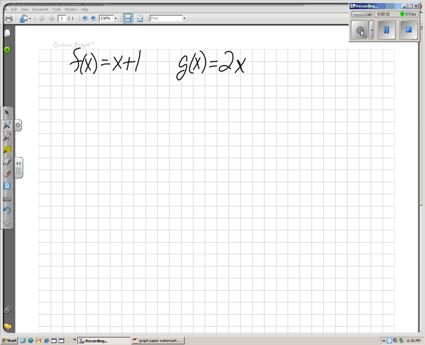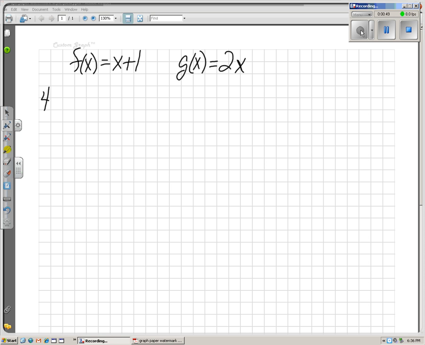Okay, so we have these functions here. f of x equals x plus 1. And my g function, I'll call g of x, and I'll say that's 2 times x. So in the first function, I just want you to add 1 to the number. And in the second function, g, I want you to double the number. All right, let's start with, say, the number 4.